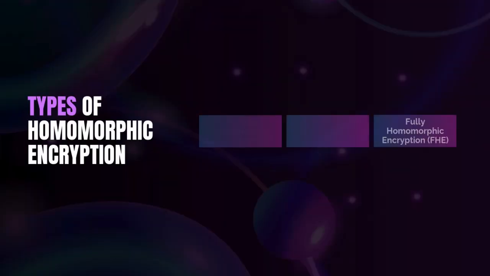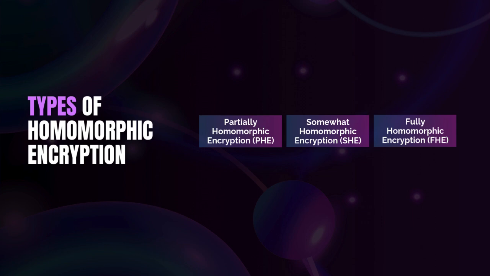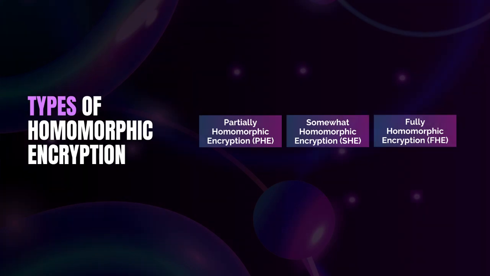So let's see the different types of homomorphic encryption. Just like encryption, it has different types of methods and levels of security. Homomorphic encryption also comes in different types, and the types vary based on how many operations you can perform and how complex those operations can be. So the main three types are partially homomorphic encryption, somewhat homomorphic encryption, and fully homomorphic encryption. And I'll give a brief explanation of each one of these three, okay?